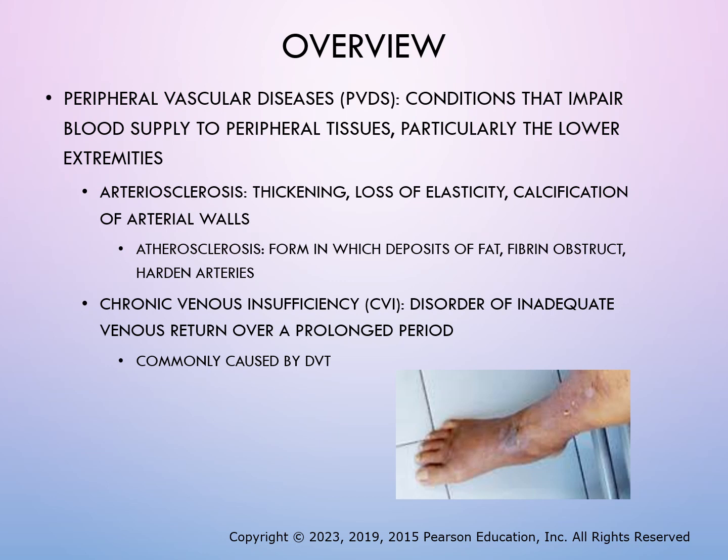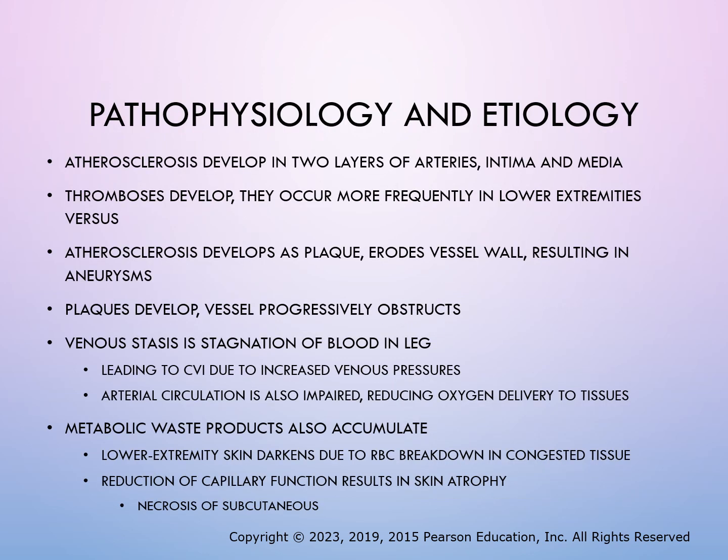Overall, approximately 8.5 million people in the United States are estimated to have PVD, and that's just the United States. That's not worldwide, and that's a lot of people. So this is a very prevalent problem.